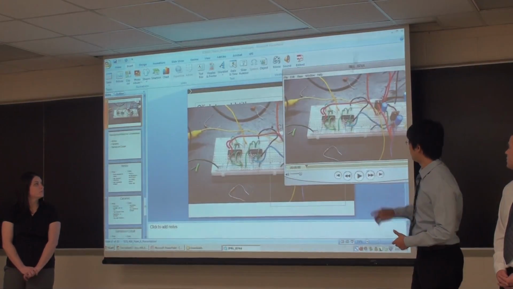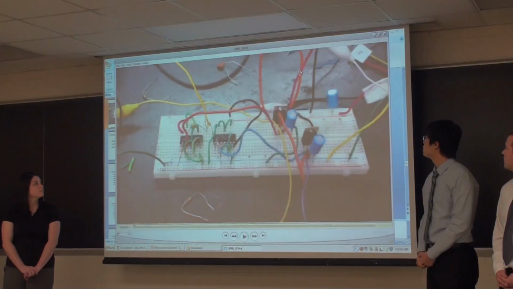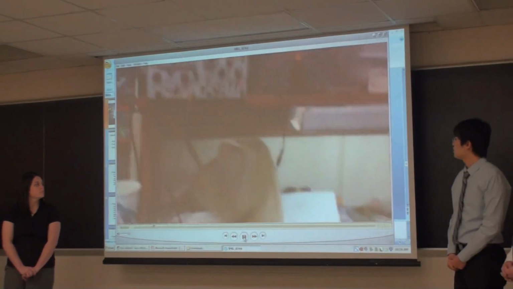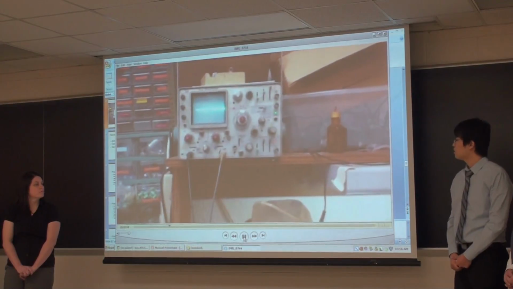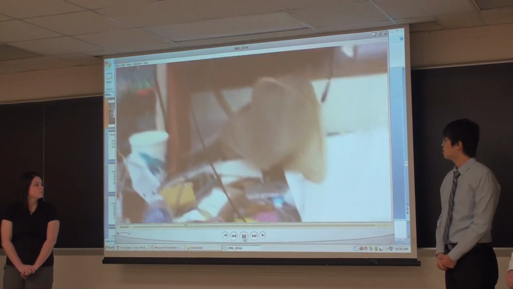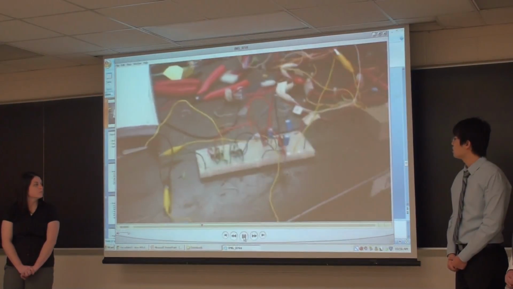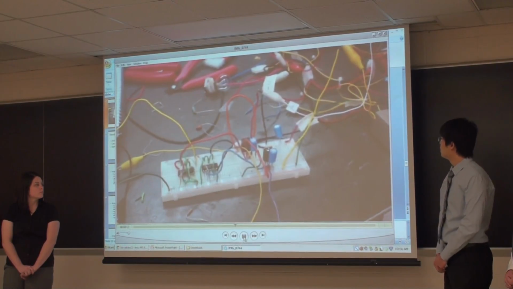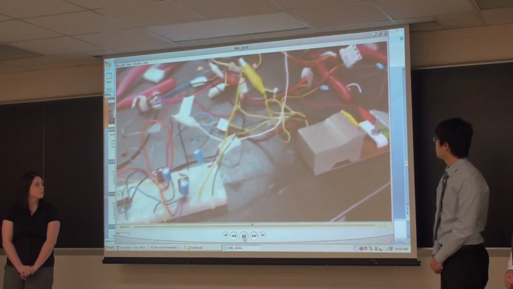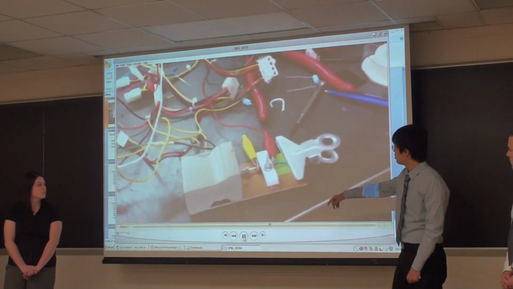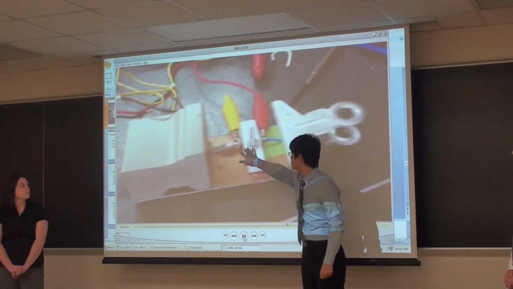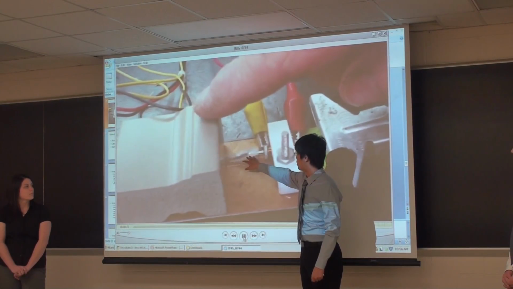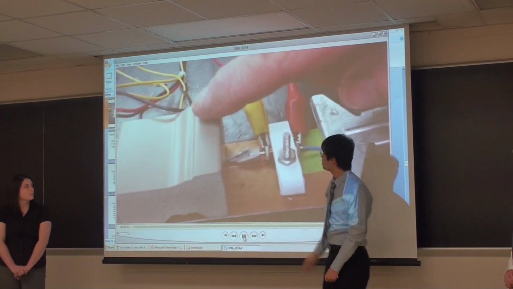This is our video. So this is our circuit. And this is our prototype. And you can see the solenoid here, and the magnets will move the pins up and down.